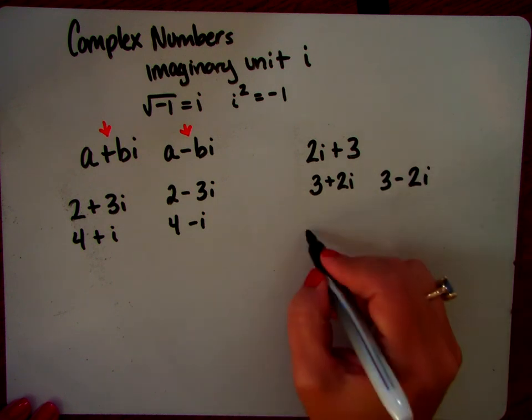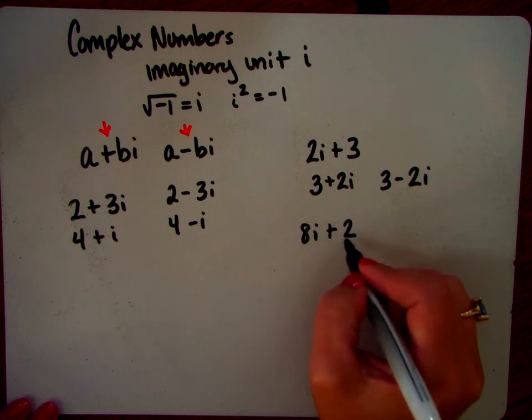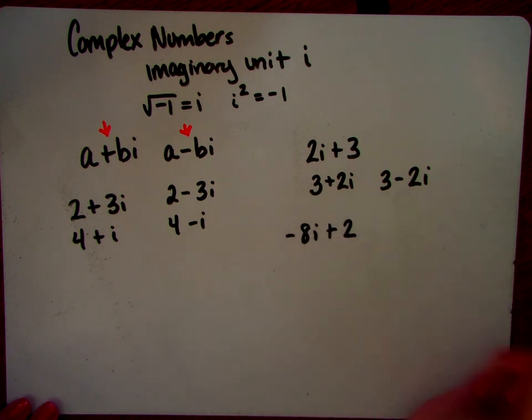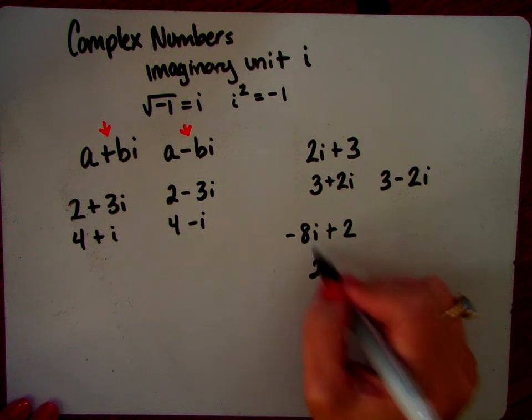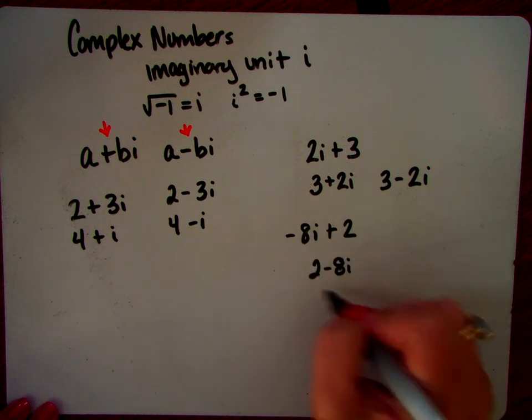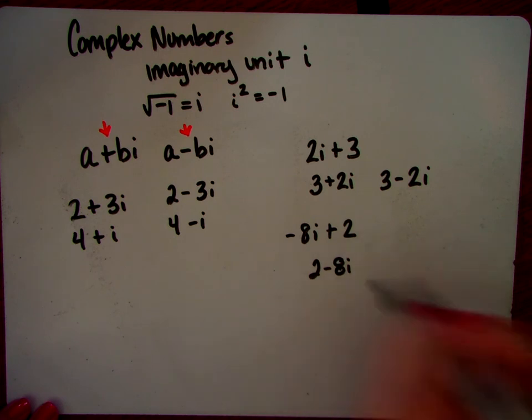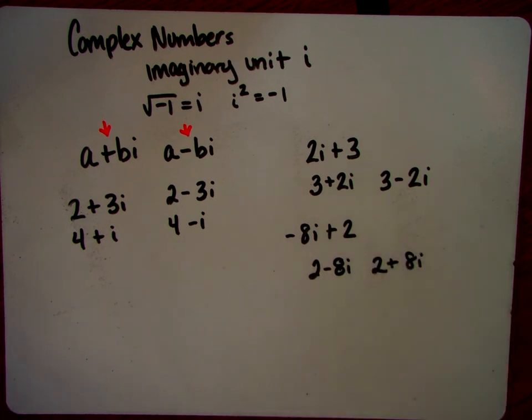If you have -8i plus 2, we'll do a negative one. You're going to rewrite it. The 2 is positive. The 8i is negative. The conjugate of 2 minus 8i is 2 plus 8i.